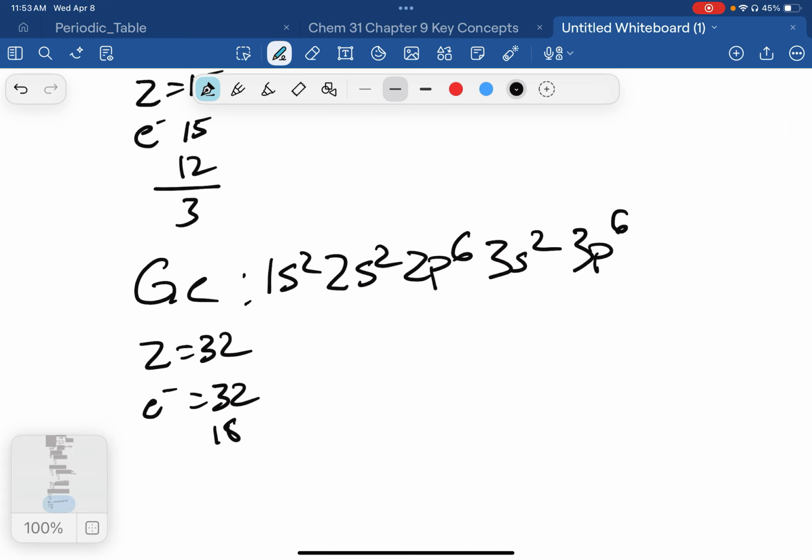So let's go ahead and do our 4s. We know the s's can hold 2, so that's 2 more. So that's 20. 2, 4, 10, 12, 18, 20. So now we've got 20 and we have 12 left to go. Okay, so let's see where those remaining 12 are going to go.